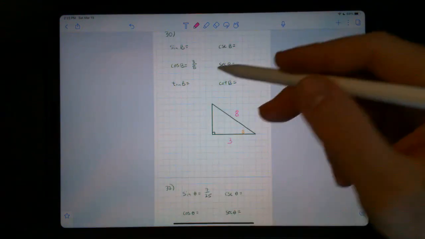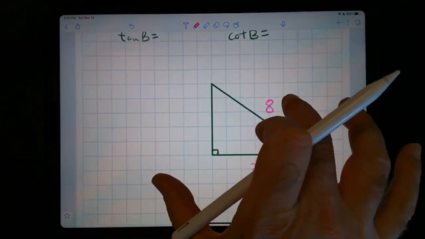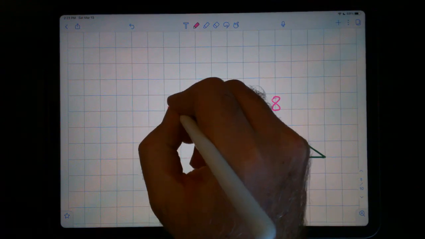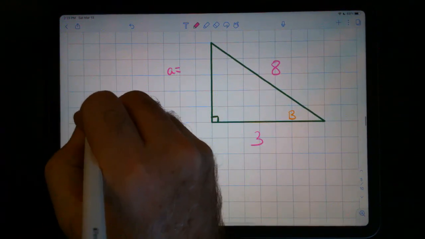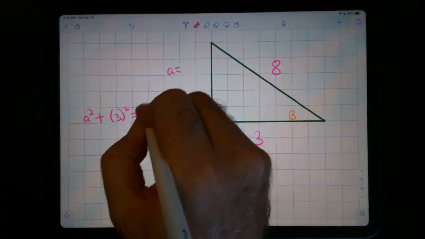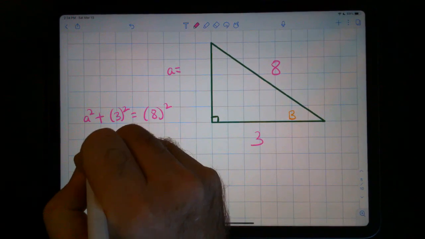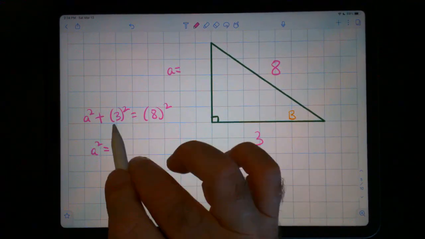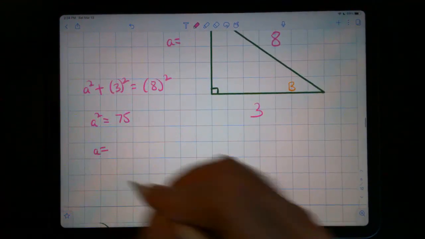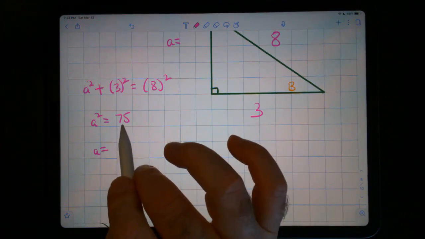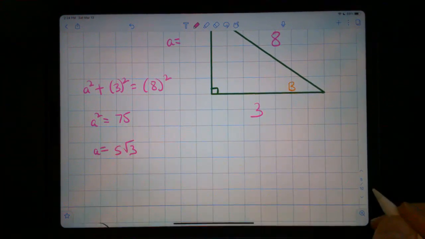Okay, so if cosine of b is 3 over 8, adjacent over hypotenuse, then we can use Pythagorean theorem to find the missing length. Okay, so we have a squared plus b squared equals c squared. So that a squared is equal to 64 minus 9. That's 75. So that a is equal to radical 75, which is 25 times 3. 25 is a perfect square. So this is going to be 5 radical 3.